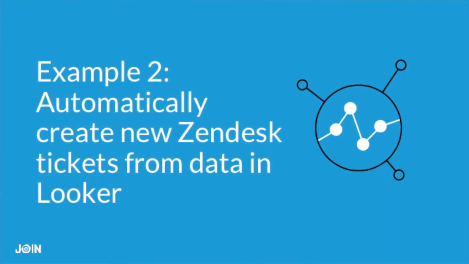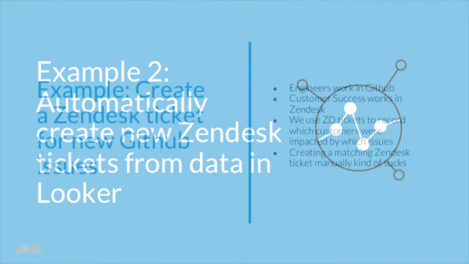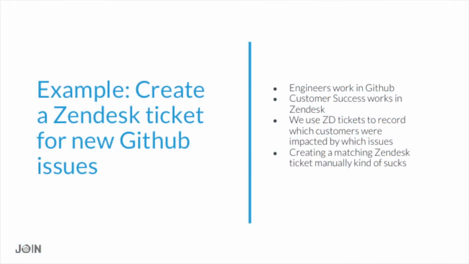So example 2, I'm going to automatically create new Zendesk tickets from data in Looker. This is something that we are actually using right now on the support team because we want to make sure that we're tracking issues in Zendesk as well. So we actually get data out of GitHub and get it into Zendesk as an individual ticket.